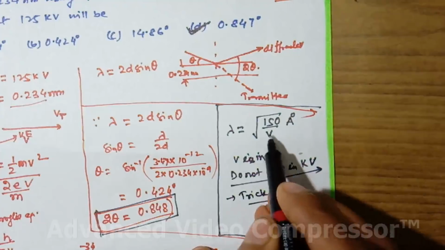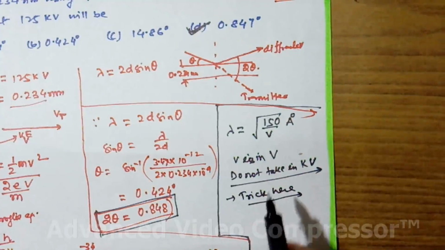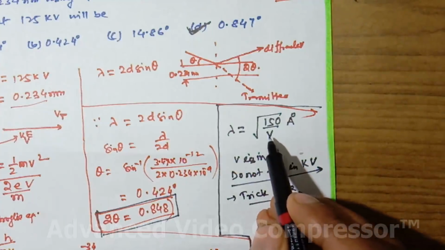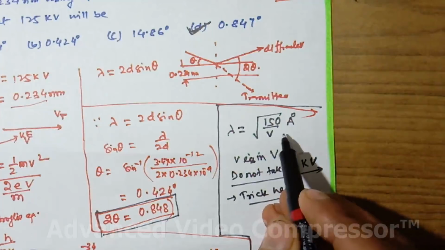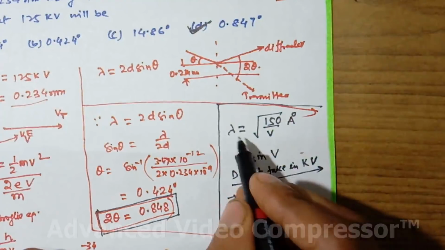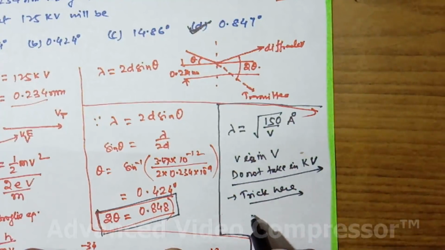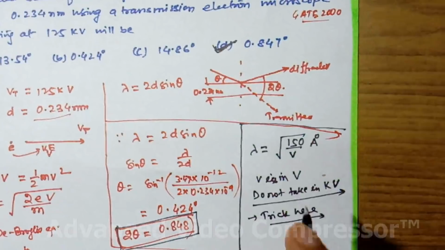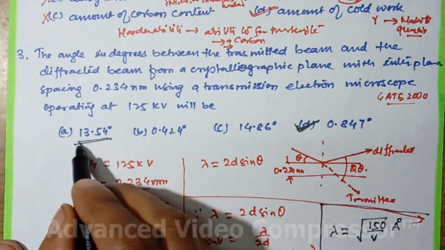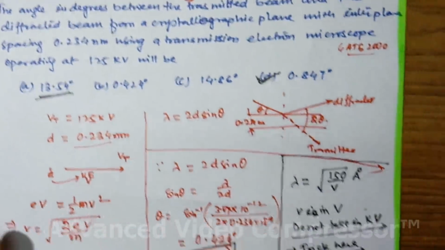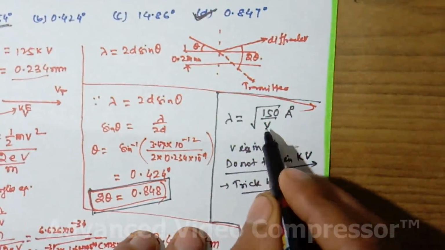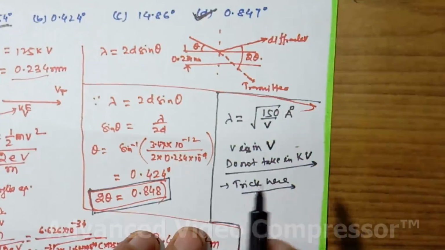Because generally, for quick calculation, you will put the value of voltage as 125 in the same unit of kilovolt, and you will come around with some lambda, and then you will calculate some theta and take the answer. If you make that mistake, then your answer will be 13.54 degree, which is wrong. So use this formula, but take V in volt, not in kilovolt. So remember this.